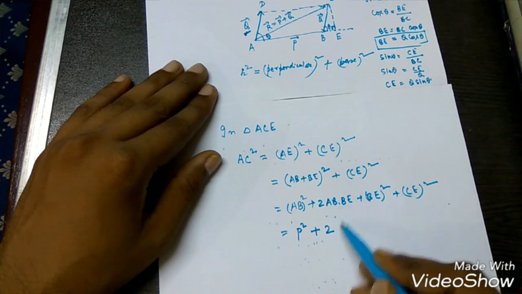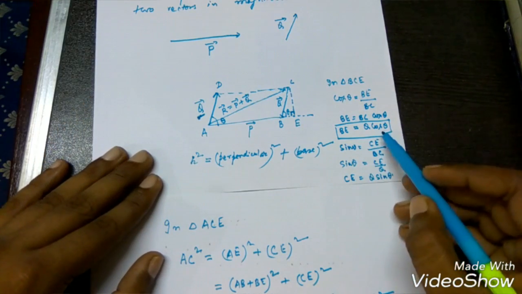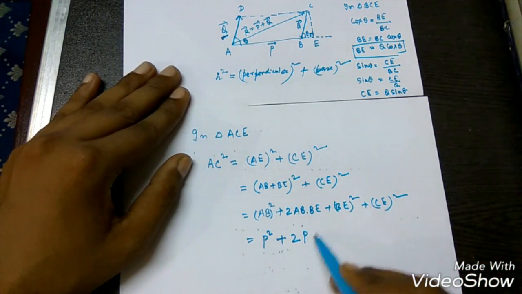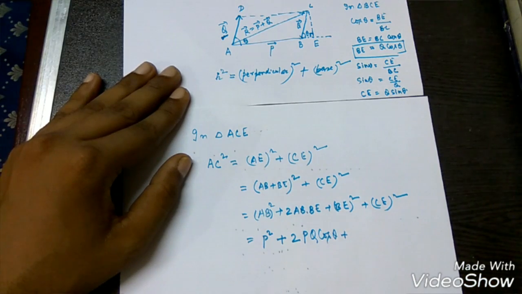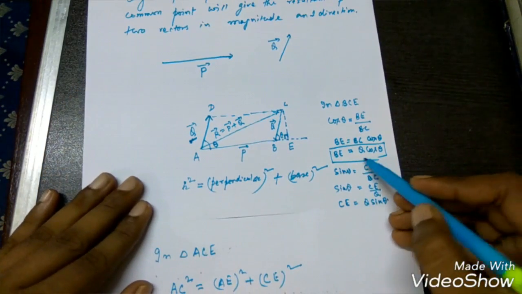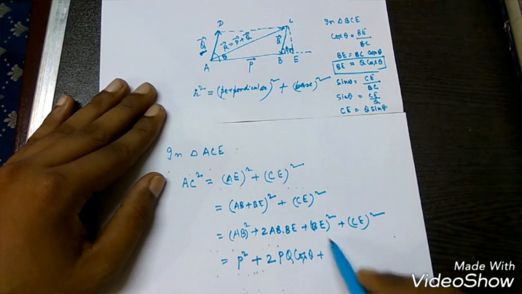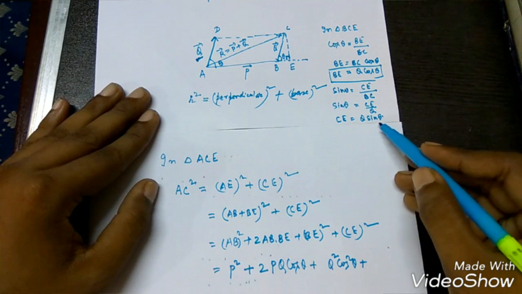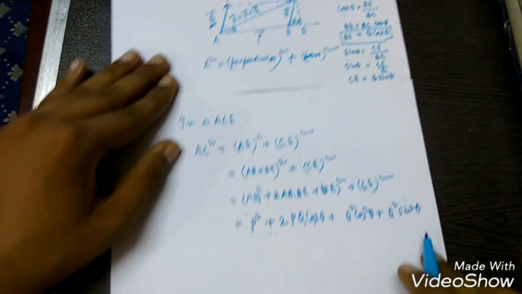Now again AB, that is P. What is BE? We have evaluated the value of BE. BE is equal to Q cos theta. So putting the value of BE, Q cos theta. What is BE²? Again we have evaluated the value of BE, BE is equal to Q cos theta. So it can be written like this: Q² cos² theta. And what is CE? CE again is equal to Q sin theta. So this will be Q² sin² theta.